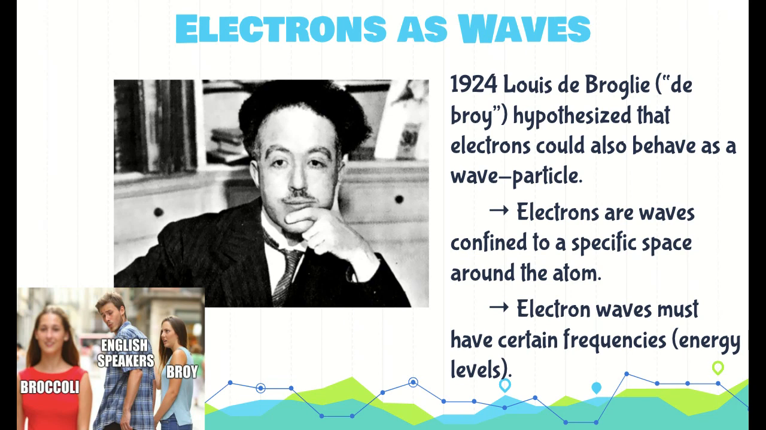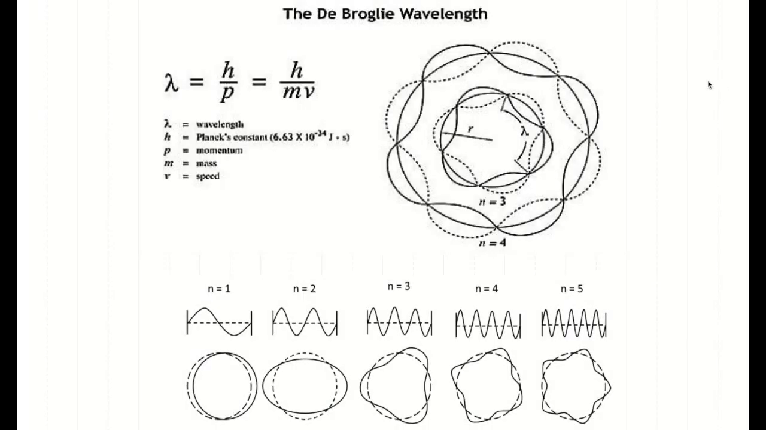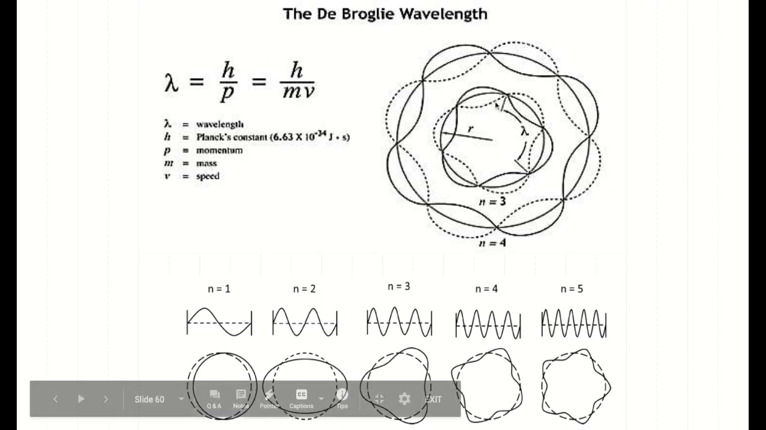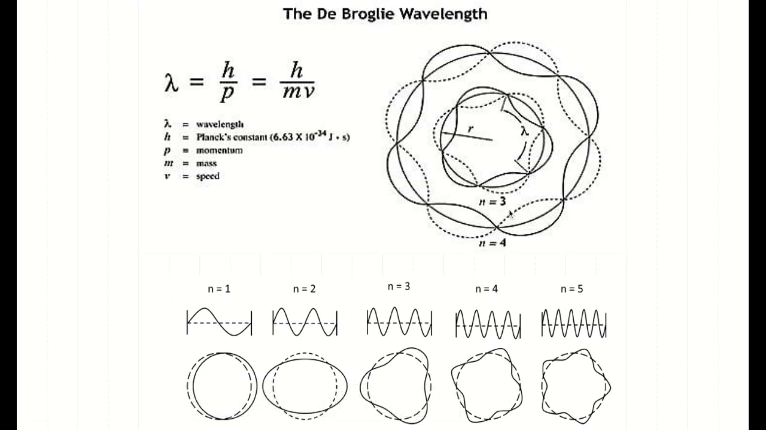So he basically was saying that electrons are waves that are confined to a specific space around the atom, and that they have to have certain frequencies. Those waves have to have certain frequencies to exist in that orbital. So this is what he's talking about. And I know this looks a little complicated. This relationship here, you don't have to memorize this formula or anything. It's a mathematical representation of what they're talking about.